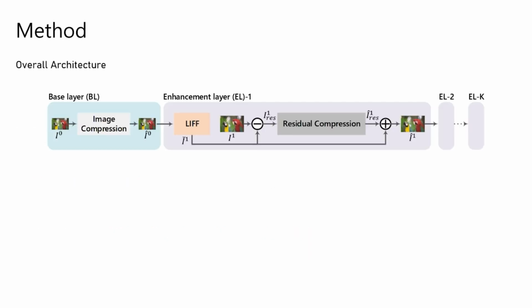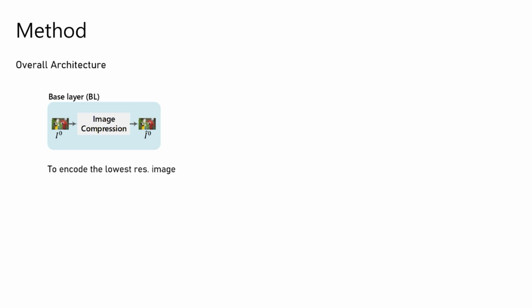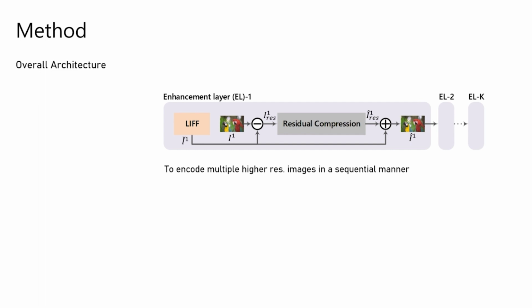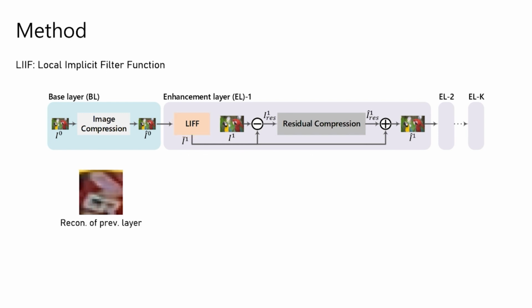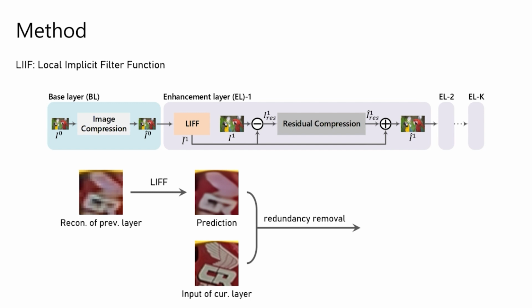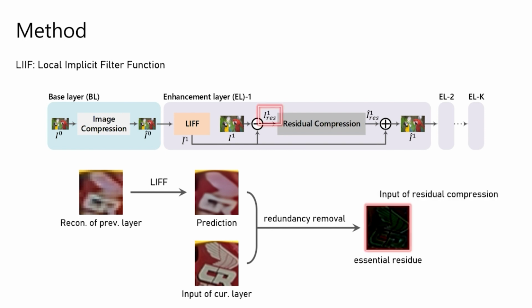This is the overall architecture of COMPASS. The COMPASS comprises 2 types of layers: a base layer that encodes the lowest resolution image, and 1 or more enhancement layers that sequentially encode multiple higher resolution images of arbitrary scales. It should be noted that the COMPASS exploits the shared modules for all the enhancement layers. Specifically, in each enhancement layer, the interlayer arbitrary scale prediction module, called LIF, can effectively estimate and reduce the spatial redundancy between the reconstruction of the previous layer and the input of the current layer for arbitrary scale factor. Therefore, the residual compression module only encodes the resulting essential residues in reconstructing the image with high coding efficiency.